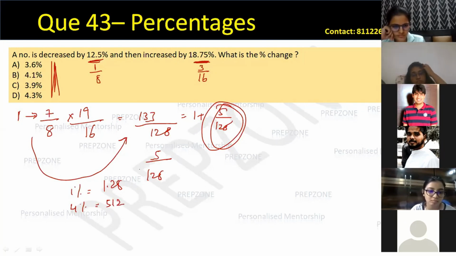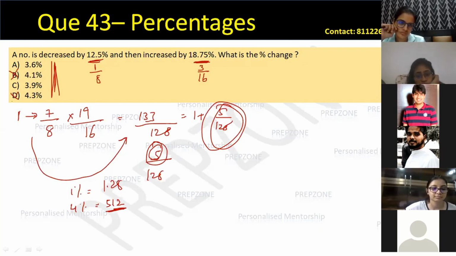Now I know the answer. What do I need to get here? I need to get 5. And I have 4% as 5.12, which means the answer has to be less than 4. It should be visible from here, 5.12 to 5. It is a very, very small change, right? So it has to be close to 4 but less than 4. So the answer has to be C.